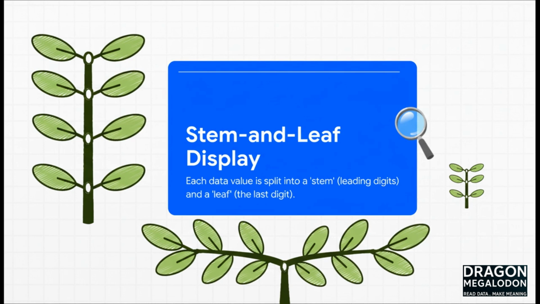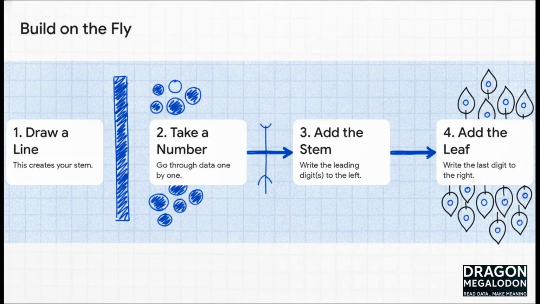The stem is the main part of the number, in our case the tens digit, and the leaf is just the very last digit, the ones place. Think of it like a plant. You've got the central stem and all the individual leaves are branching off of it. And get this, building one is so fast.